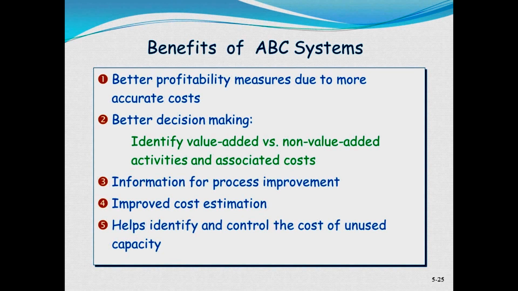So you can do business process improvement through that analysis. Of course, you improve your cost estimation. And as we'll talk about now, the cost of unused capacity. Remember, in the example we just did, we said that there were 12,500 hours of engineering time used. Just remember that.